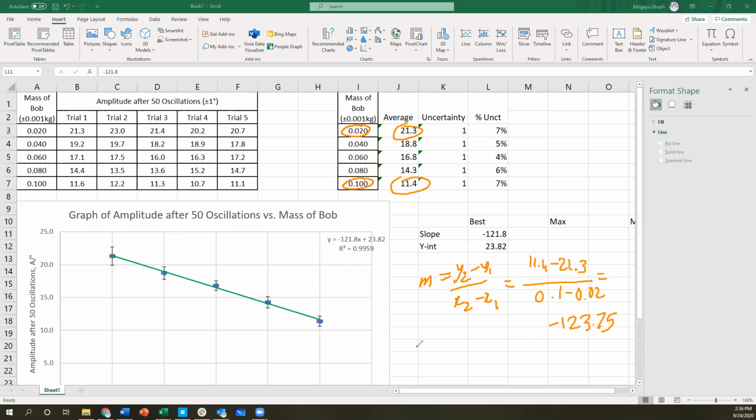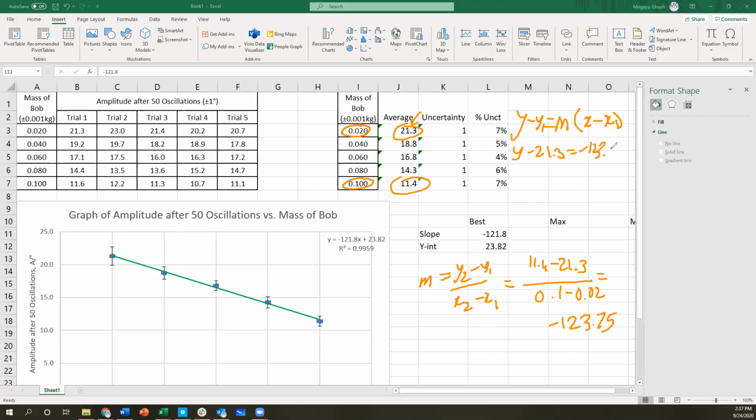And then y-intercept. The way I do y-intercept is actually by using the point slope form. Do you remember point slope form? It's y minus y1 equal to m times x minus x1. Oh, I remember this. Okay, so now you can just plug in. Let's just choose the first data point right here. y minus 21.3 is equal to our slope, which is negative 123.75.